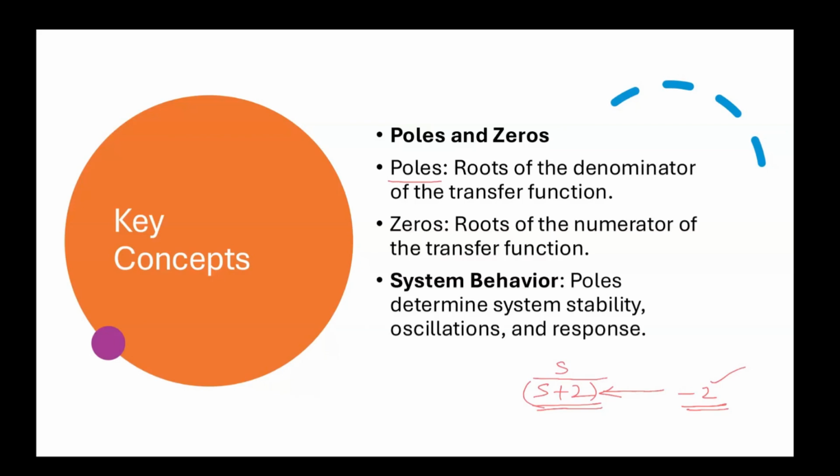the S domain. Now roots of the numerator of the transfer function are called the zeros. Here the zero is at s equal to 0. Now the poles, the roots of the denominator, determine the system stability, oscillations and responses. So how the transient response is affected, how the oscillatory response, how the system responds to the input, all those are system behaviors, and those are characterized by the poles of the system.